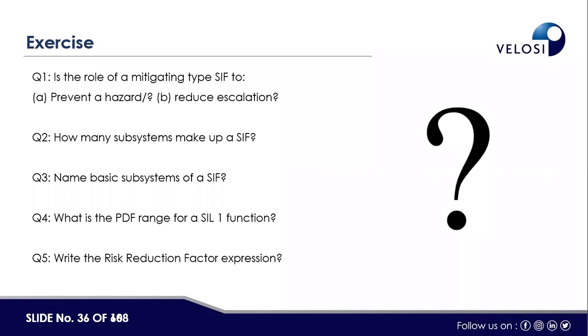What is the PFD range for a SIL level 1 function? PFD is probability of failure on demand. It shows as PDF, but it should not be PDF, it should be PFD. There's a typo error. It should be PFD, probability of failure on demand for SIL 1. As we said earlier, it is 1 out of 10 to 1 out of 100, 0.1 to 0.01. What is the risk reduction factor expression? As I said, 1 out of 100, that is the RRF. If PFD is 0.01, then RRF would be 1 out of 100.